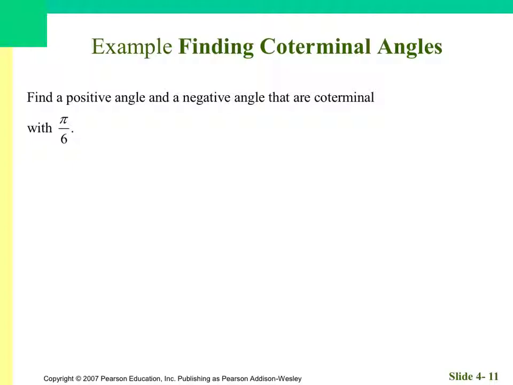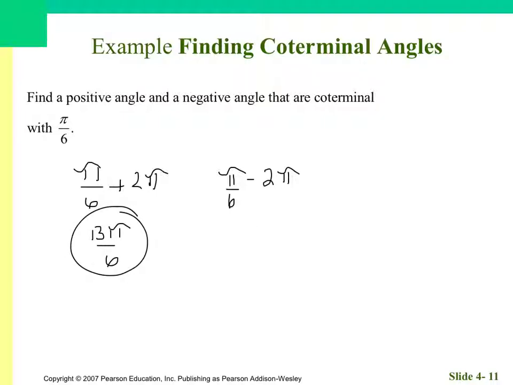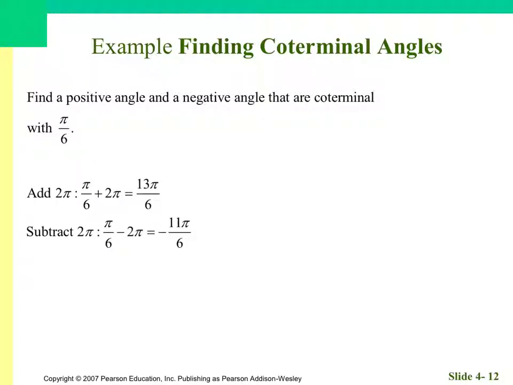So how do we do it for pi over 6? Well, 360 degrees is equal to 2 pi. Excuse me. So you get pi over 6 plus 2 pi, and pi over 6 minus 2 pi. So this would be 13 pi over 6, and then this would be negative 11 pi over 6. Now, I did a lot in my head, so I could have made a mistake there. Let's see. Nope, we're good. Okay.